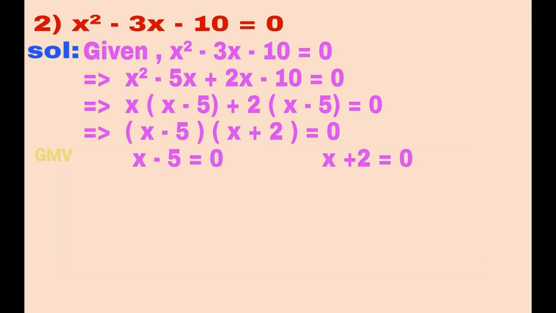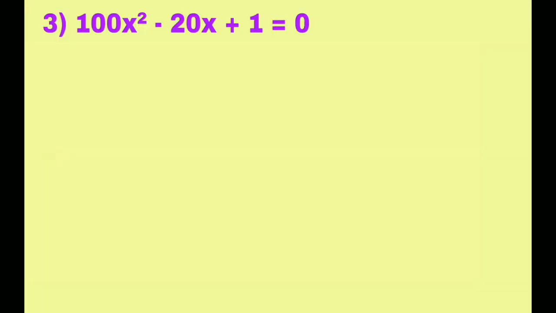Now x minus 5 is equal to 0 or x plus 2 is equal to 0. Here we get x is equal to 5 and here we get x is equal to minus 2. Hence x is equal to 5 and x is equal to minus 2 are the roots of the given quadratic equation. Now see the third problem.